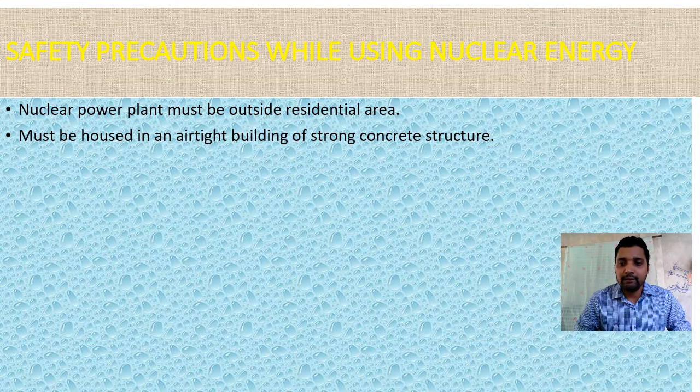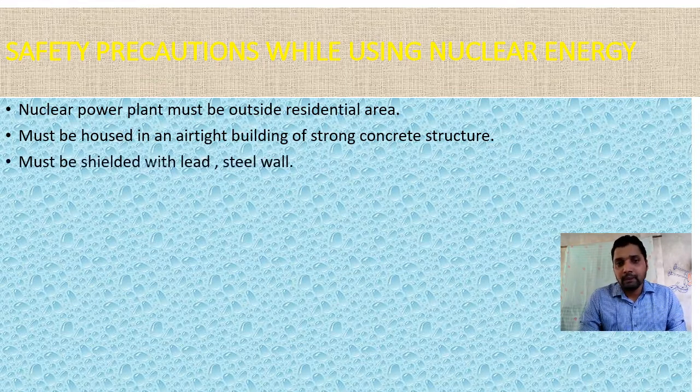it can penetrate 30 cm of iron sheet. Means you have to give a strong concrete structure so it will not be able to come out. So it must be housed in an airtight chamber, strong concrete structure, outside a residential area, and also with lead and steel walls. Lead has the nature to absorb more radiation. So we have to use a lead box, and a narrow opening. Otherwise, more radiation will come out, and that is very, very difficult to control again.